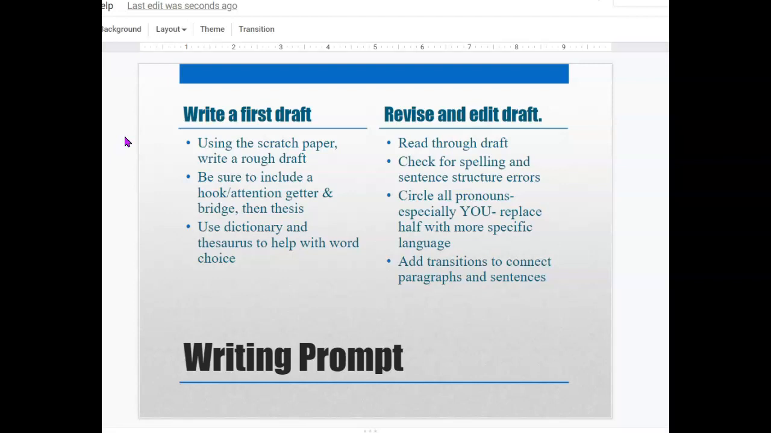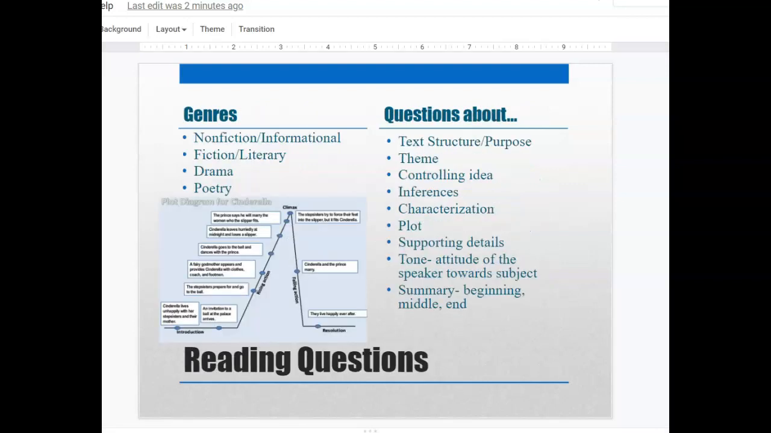After you've written it out, check for grammar and spelling, that it flows well, that you have transition statements, you've connected your ideas, and you have concrete and specific examples. Read through it and check for spelling and sentence structure errors. Remember, you're explaining, so you want to be clear. So circle all of the pronouns, especially the word you, and replace half of those pronouns with more specific language, if possible. Add your transitions to connect your paragraphs and your sentences so that you have a really strong explanatory and expository essay. Remember, you're trying to explain.